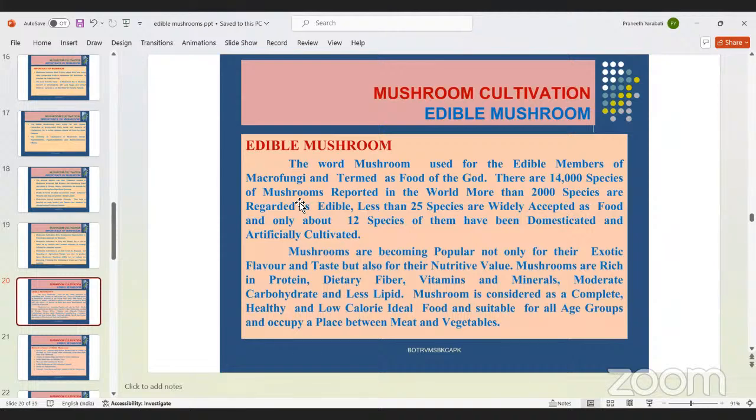Mushrooms have become popular not only for their exotic flavor or taste, but for their nutritive value. These mushrooms are rich in protein, dietary fiber, vitamins and minerals, and carbohydrates, and have less lipids. So they are considered a complete, healthy, low calorie ideal food, suitable for all age groups, and occupy a place between meat and vegetables. Generally, vegetarians prefer mushrooms as a nutritive source of proteinaceous food.